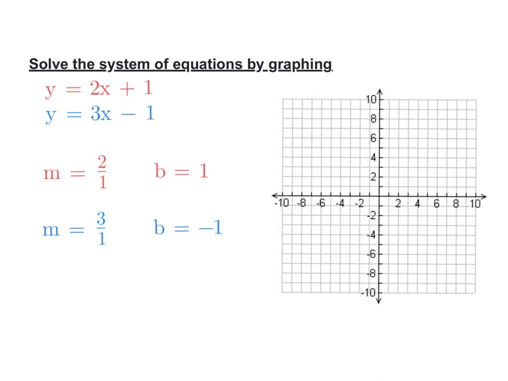So I'm going to graph the red line first. The y-intercept is 1, which means I'm going to put a point here where y is 1. So there's my y-intercept. Then from there, I'm going to go up 2, right 1, and put a point.